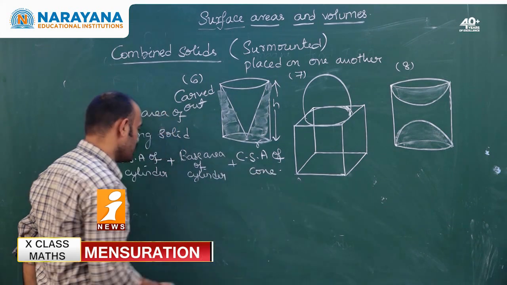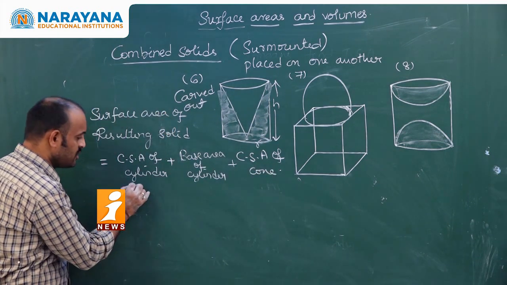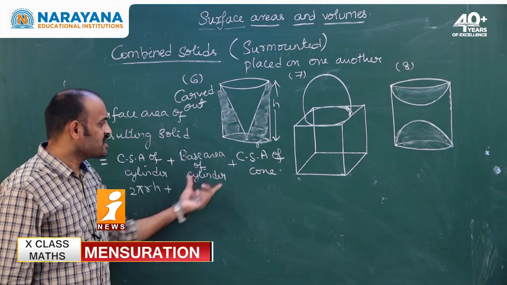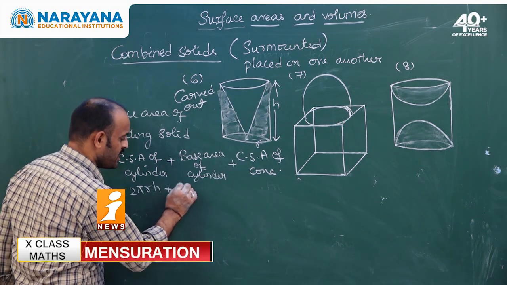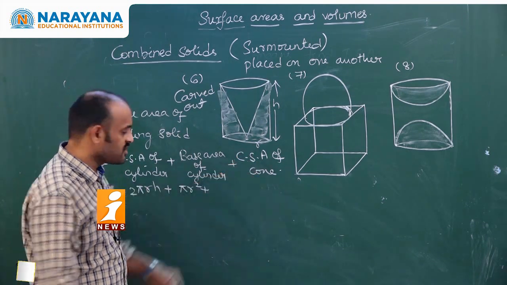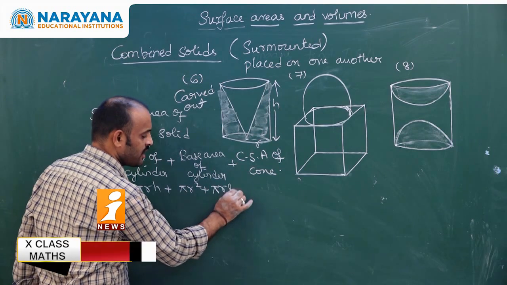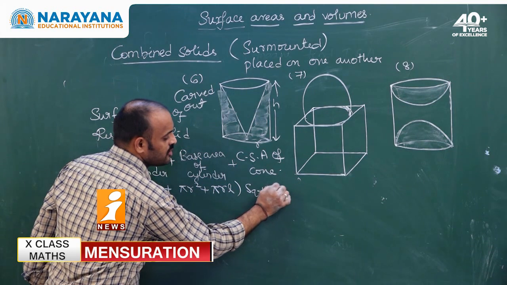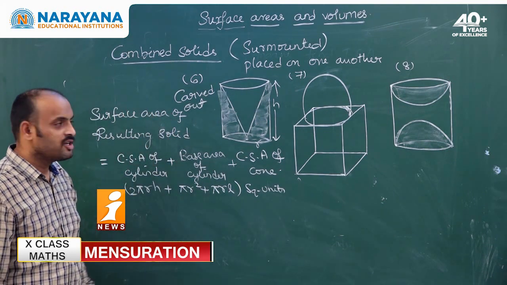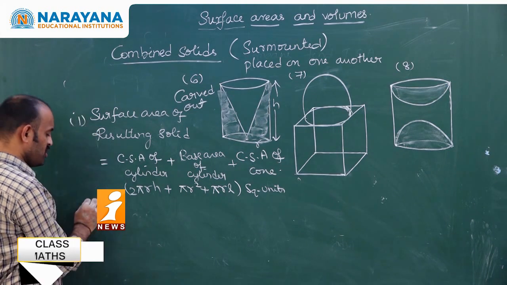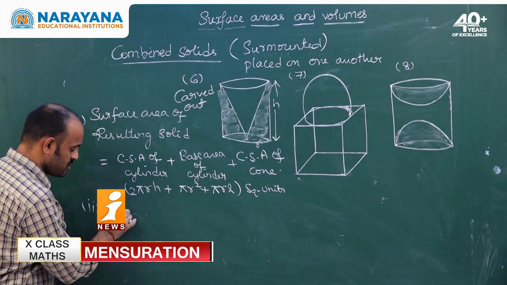CSA of cone. So what is the CSA of cylinder? 2 pi r h. Plus, what is the base area of cylinder? Pi r square. What is the CSA of cone? As the radii are the same, pi r l square units. Now, how to find the volume of the resulting solid?